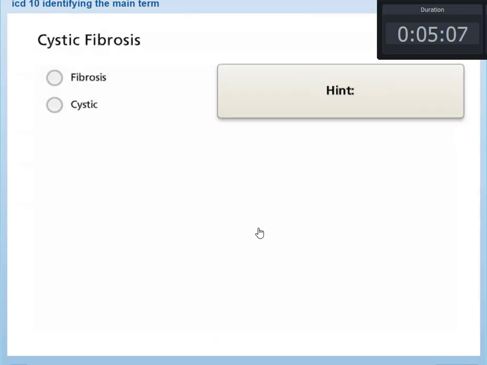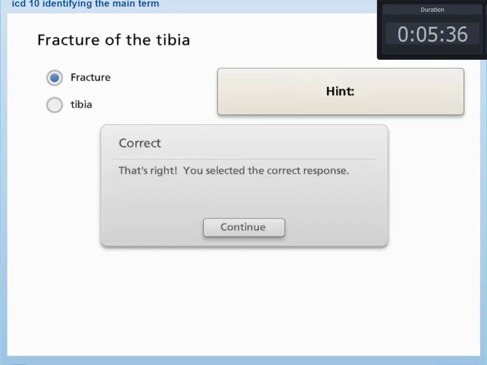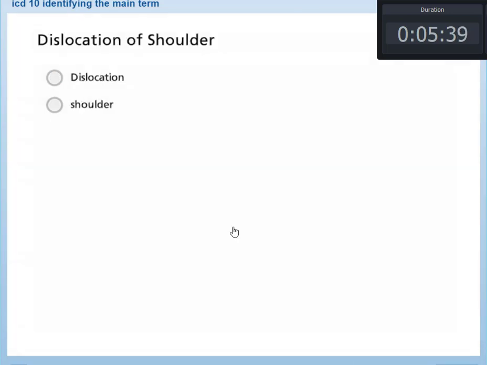Cystic fibrosis. This patient has fibrosis. That's your main term. The type of fibrosis this patient has is cystic. So your main term is fibrosis. Fracture of the tibia. What's wrong with the tibia? It's fractured. So your main term will be fracture and your subterm will be tibia. Dislocation of the shoulder. What do you think it is? I hope you said dislocation. It's what's wrong with the shoulder.